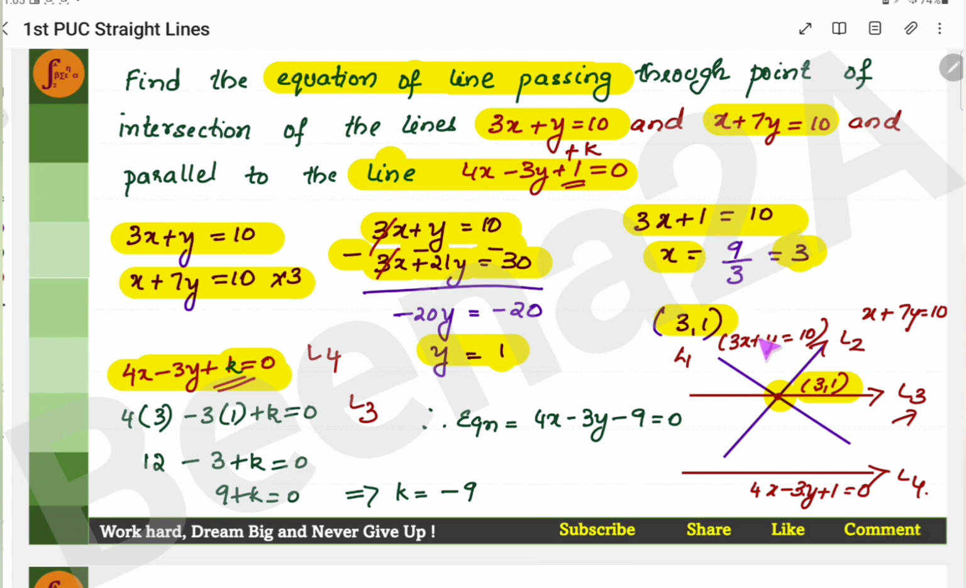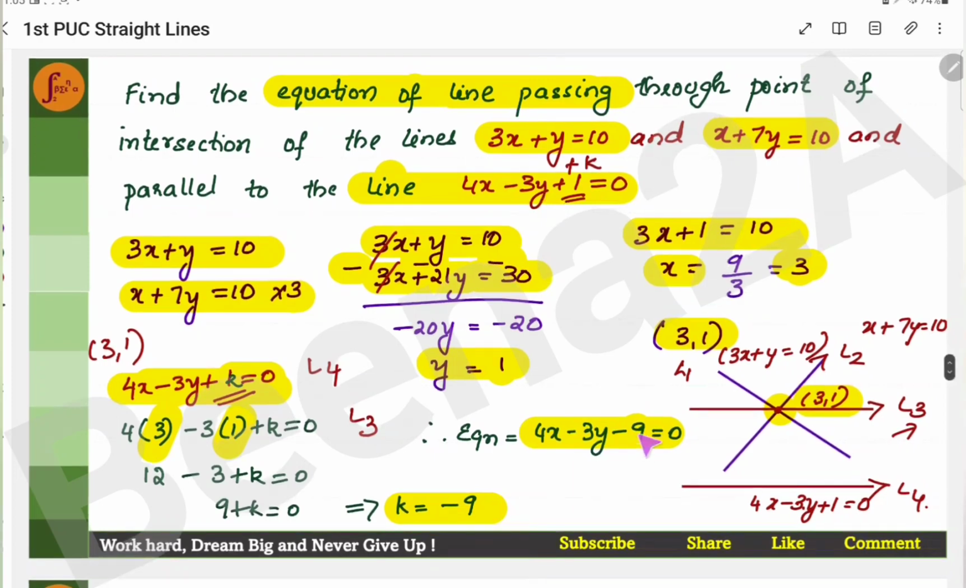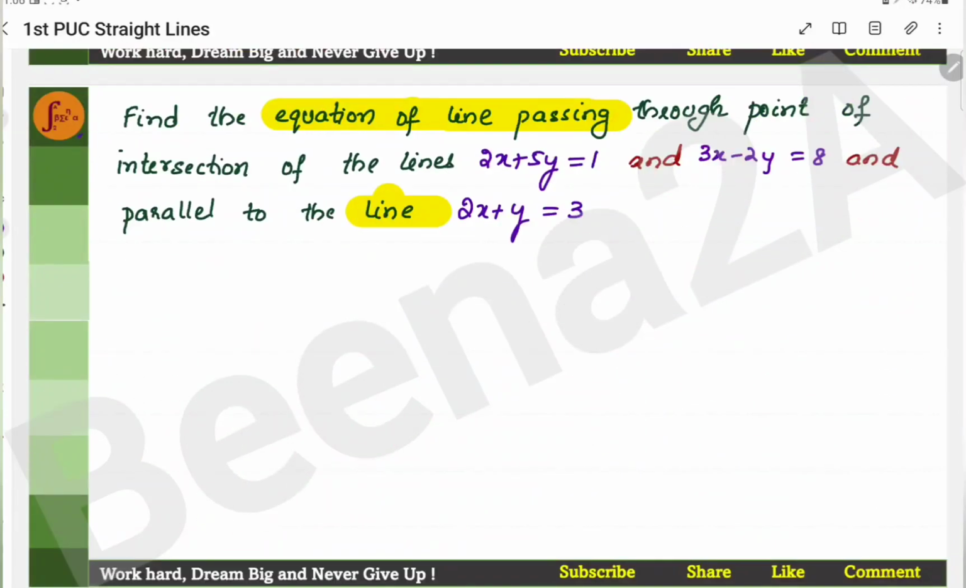Now you have the point also. Substitute this point here. The point is 3 comma 1, so instead of x you put 3, instead of y you put 1, and then you'll get the value of k. k is equal to minus 9. Now you go to this particular equation and substitute k. So the equation would be 4x minus 3y minus 9. Now see, parallel line equations will be the same except that this number will differ. Now let's take another example, right?